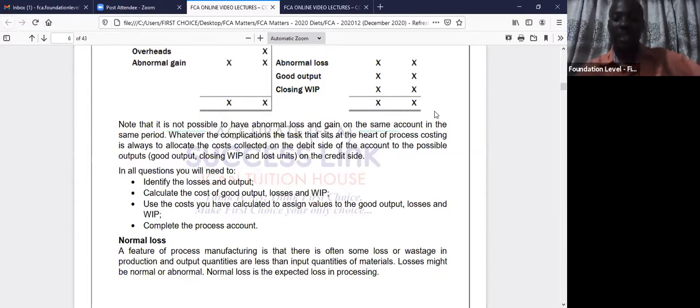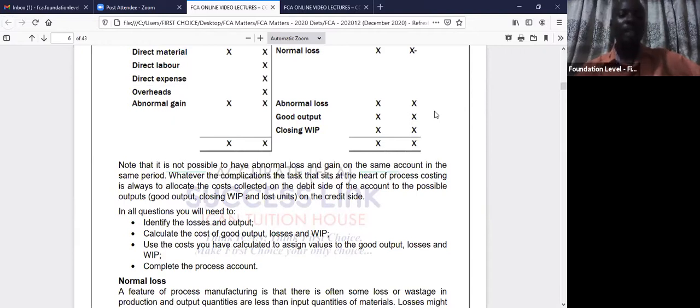After identifying the units of losses and outputs, the next thing to do is to value them. What is the cost of the good output? What is the cost of loss? Are they going to be recovered or not? And if you have work in progress, what is their value? Now use the cost you have calculated to assign values to good outputs, losses, and work in progress. So this cost we are talking about is unit cost. Then you just simply use it to multiply the number of units to get the value.